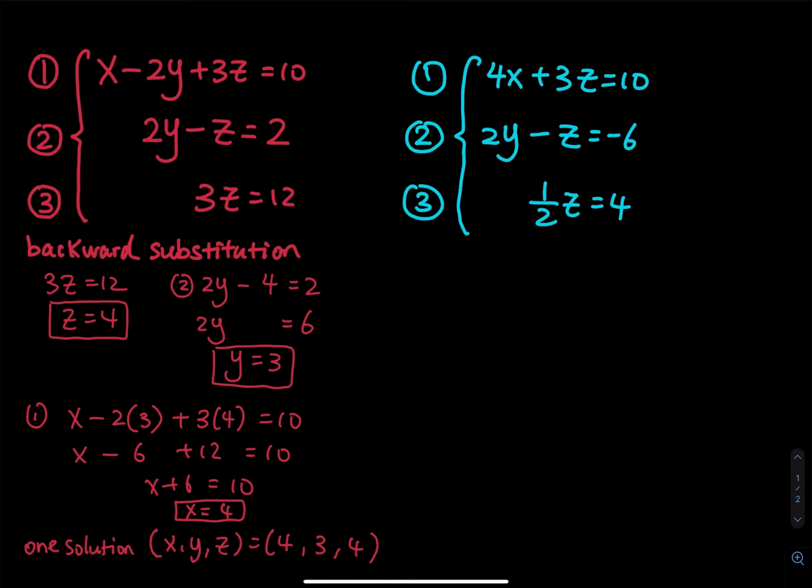Okay, what does that mean? When you have a system of linear equations, let's say you have x and y only, and both variables are raised to the first degree, that means you have a line. If you have a system of equations with two variables, x and y, that means you have two lines. If you have one solution, that means those two lines meet at one point, and that point is your solution.